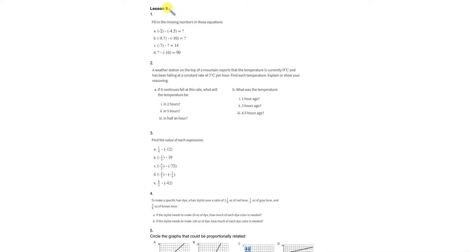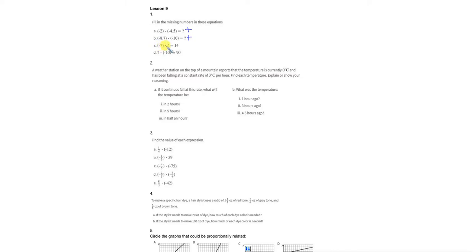Alright guys, looking into lesson 9 part now. We're on number 1, finding the missing numbers in the equation. So we've learned that when we multiply numbers, if the signs are both negative, we are going to get a positive result. So I'm going to go ahead and write down the sign. If I do negative times a negative, I'm going to get a positive.